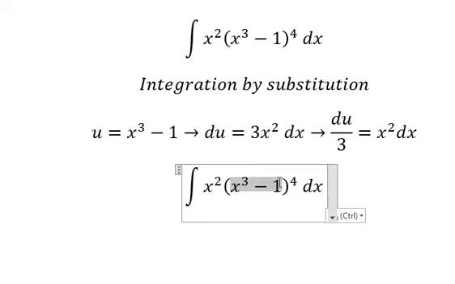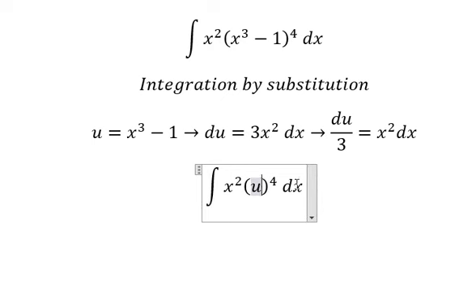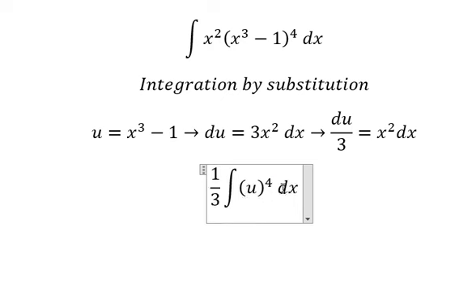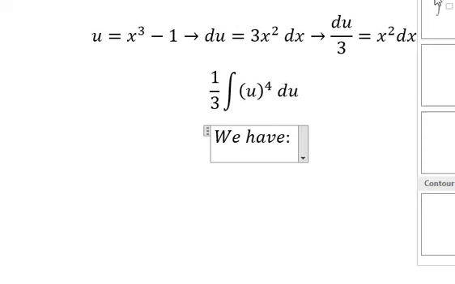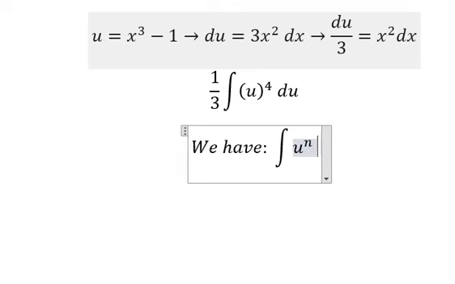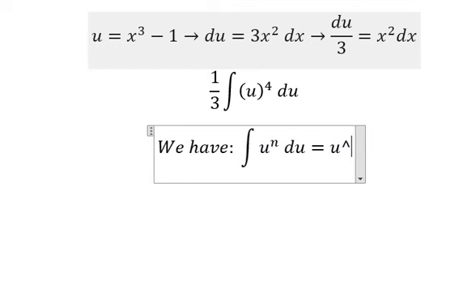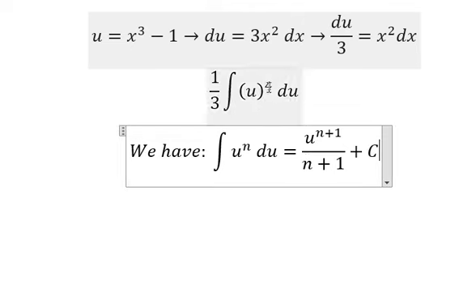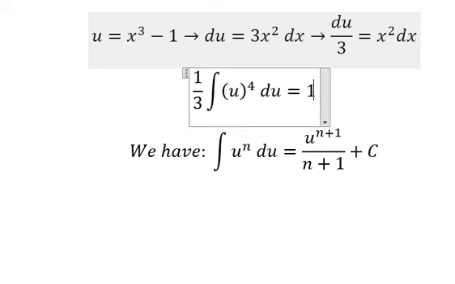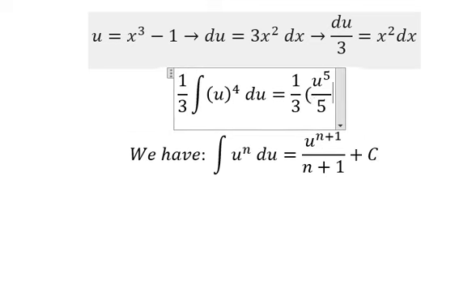This one we change by u. x squared dx we change by this one. Next, we have the formula in here. So we put number 4 here. So 4 plus 1 we have number 5. And now we have it like this.